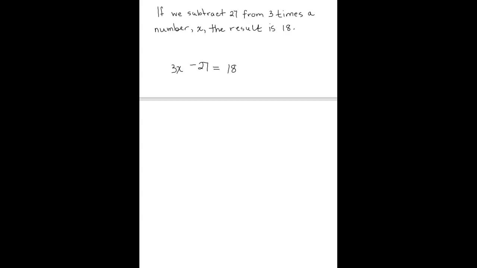Now we're going to go ahead and begin the process of solving it. So I'm going to add 27 to both sides. And so I've got 3x is going to equal, that's going to give me a 45, right? My 8 and 7 is going to give me a 15, and 1 plus 2 plus 1 is going to get me that 4 for the 45.